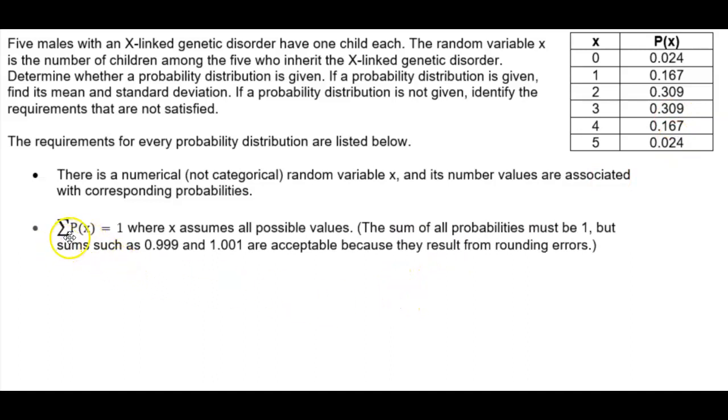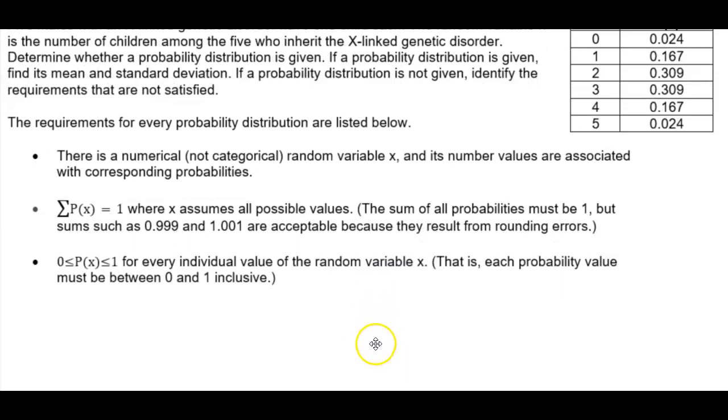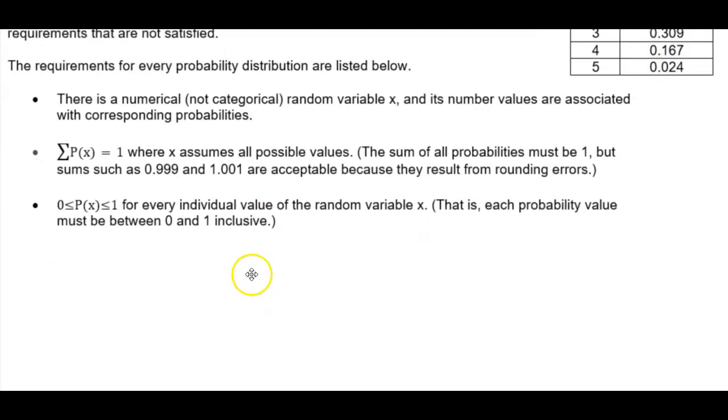Number 2, when we add the sum of the probabilities, it should equal 1, where X assumes all possible values. Now, the sum of all probabilities must be 1, but sums such as 0.999 and 1.001 are acceptable because they result from rounding errors. And then third is that the probability of X should be in between 0 and 1 for every individual value of the random variable X. And that is, each probability value must be between 0 and 1 inclusive. So if we take a look at here, each one of those probabilities are in between 0 and 1.